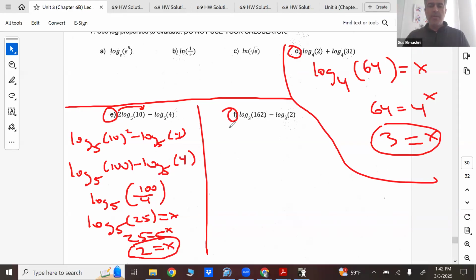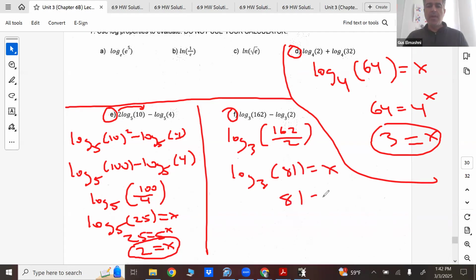And then lastly for this one, log base 3 of 162 over 2. What's half of 162? What do you guys think? 81. So 81 equals 3 to the x power. Don't worry, just use your fingers. 3, 9. What's 9 times 3? 27. What do you think 27 times 3 is? 81. Yeah, it's 4. It's not that bad.